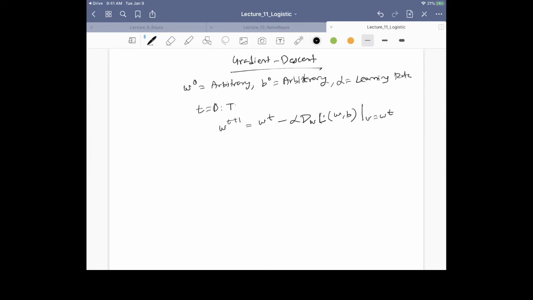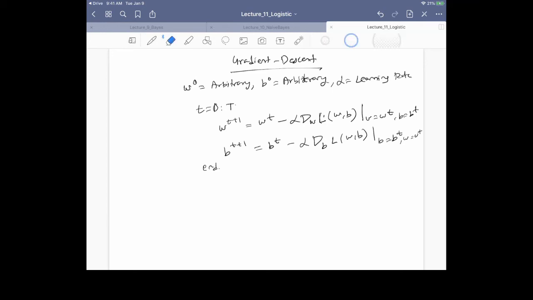Similarly, I do b_{t+1} equal to b_t minus alpha times the gradient with respect to b of L of w comma b evaluated at b equal to b_t. So actually here what you do is that when you are computing the gradient, you will evaluate this with respect to w equal to w_t and b equal to b_t, right? And similarly, you will evaluate this with respect to b equal to b_t and w equal to w_t.